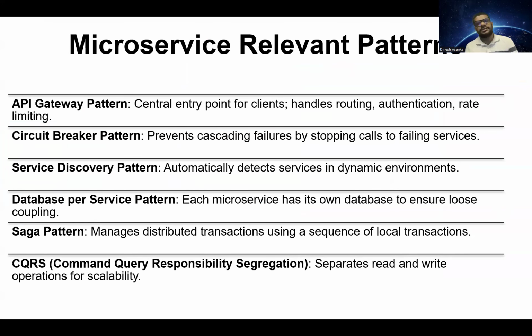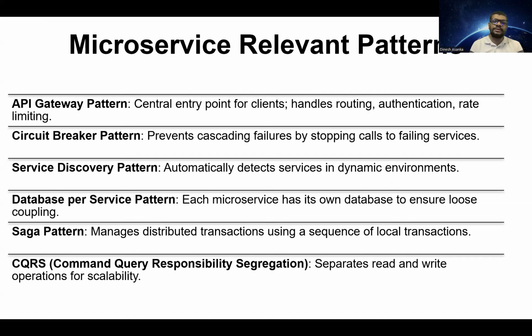Like design patterns, microservices also have some relevant design patterns. So these are the very common design patterns. API gateway pattern: a central entry point for clients, and it handles the routing, authentication, and rate limiting. So when the user hits the UI, it will navigate to the relevant services through the API. Service circuit breaker pattern: in case of a failure, it doesn't cascade the failure to the other services. It will stop calling the failing service until it succeeds.